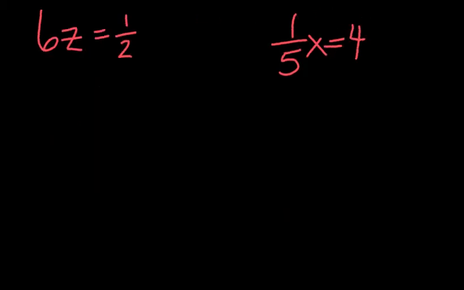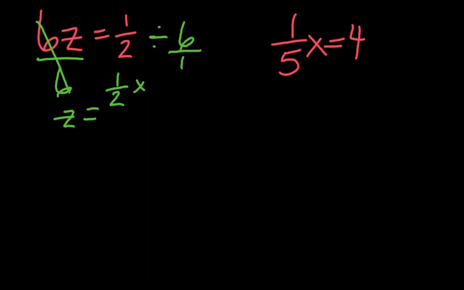Okay, here's 2 more problems. This time, the 6 and the z are multiplying, so we're going to divide. And on this side, I'm going to write it like this, since we're dividing fractions. 6z, 6 cancels. That leaves z. 1/2 divided by 6. Well, we put our 6 over 1. We flip the second fraction when we're dividing, and we get 1/12. Z equals 1/12. Check it.